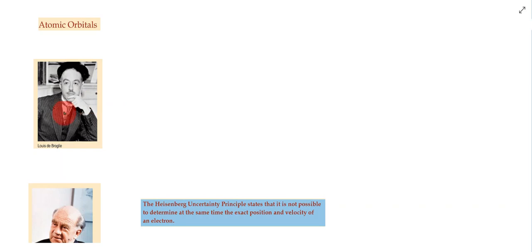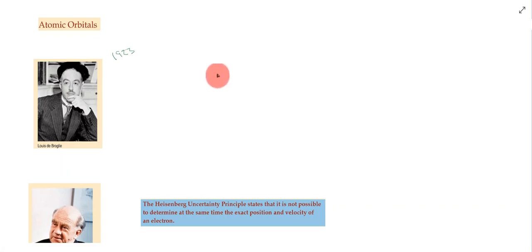Now, roughly, this guy here, Louis de Broglie, he was a French physicist, and he was about roughly in about 1923. He stated that electrons, like light, have the properties of waves as well as particles.